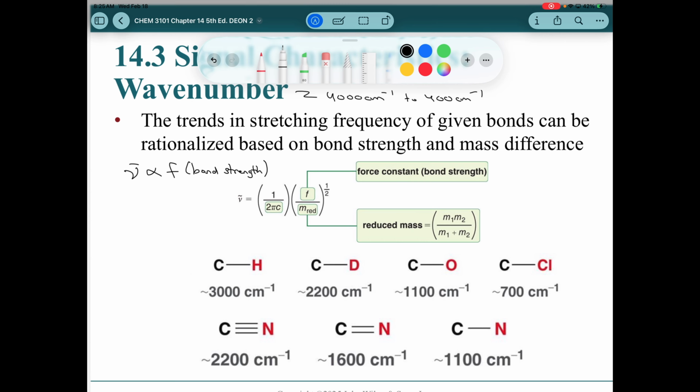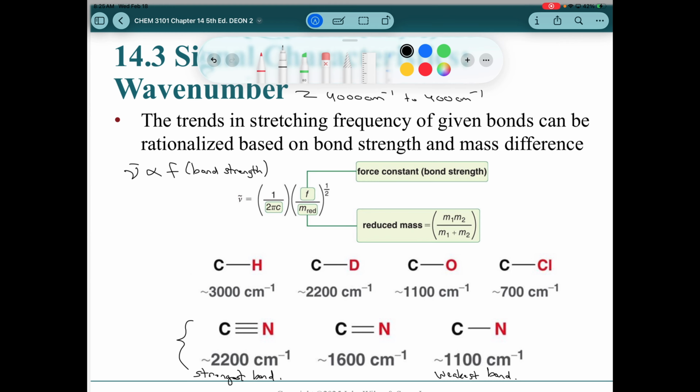Well, look at this trend down here. Which one of these bonds is the strongest? The CN triple bond or the CN single bond? It is the triple bond, exactly. And what does it have? The highest wave number, right? Highest energy. So strongest bond. You could put highest wave number if you want to; I'm not going to put it in there. We'll put here weakest bond. All right. Nothing major there.